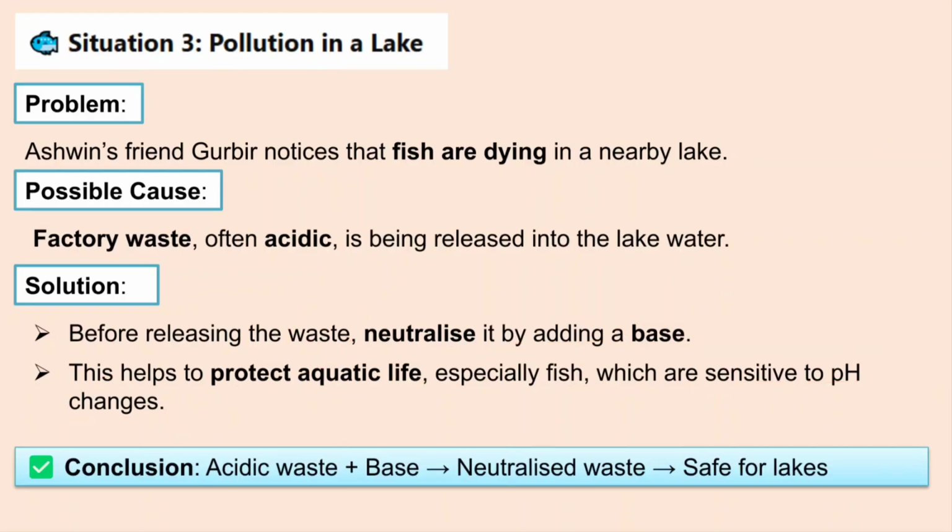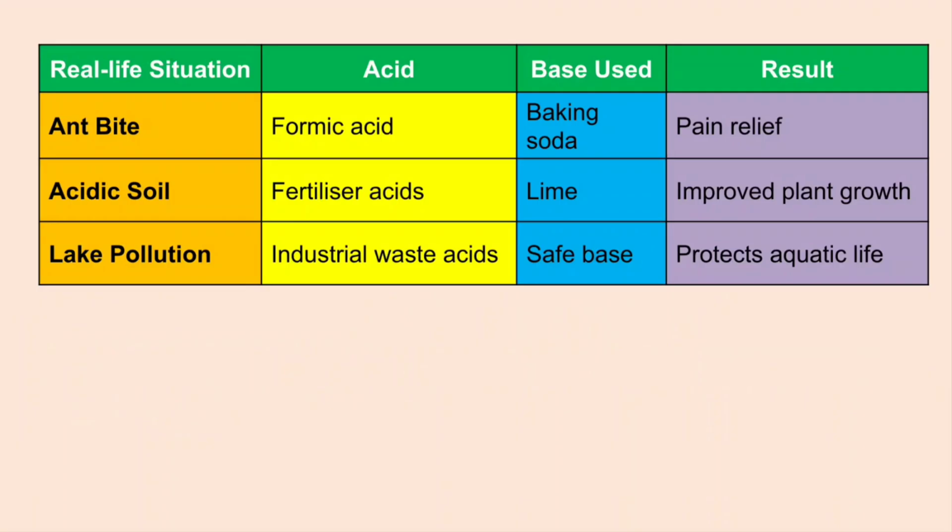In this way, we can apply the neutralization reaction in our daily life. What is our conclusion now? Acidic waste plus base will neutralize the waste and it will be safe for the lakes, isn't it? So the real-life situations: first, the ant bite. The acid was formic acid, the base used was baking soda, and the result was pain relief. Then acidic soil from excessive chemical fertilizers, where base, lime, was added and it improved plant growth. And in the third situation, lake pollution by industrial waste acid, you need to use a safe base to neutralize it and it will protect the aquatic life.